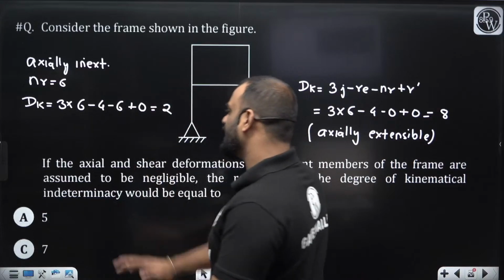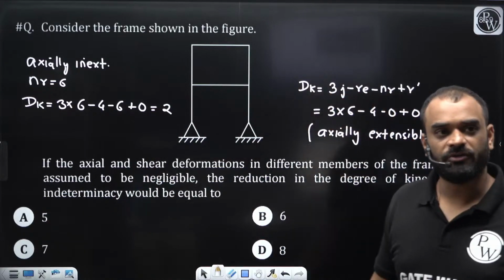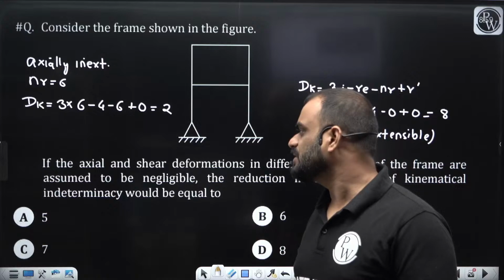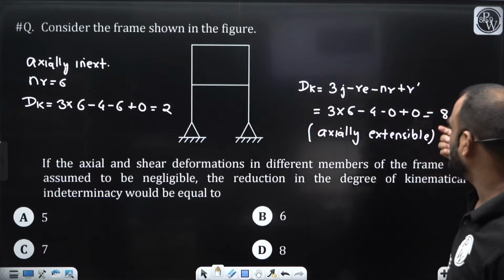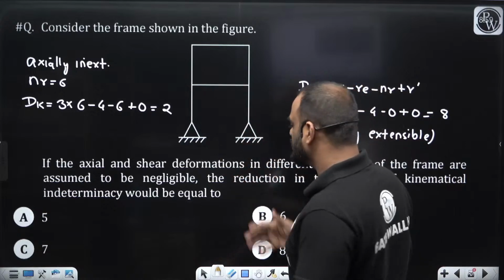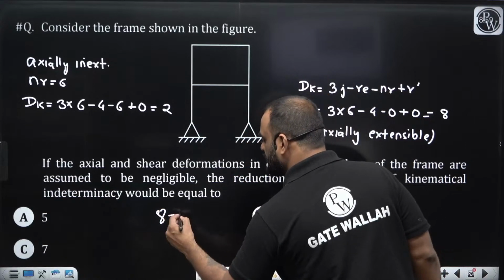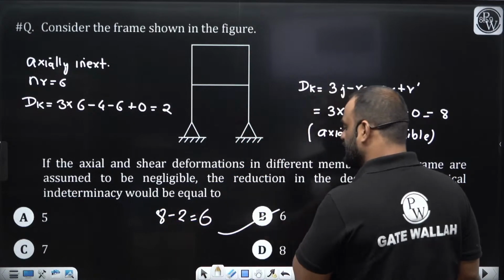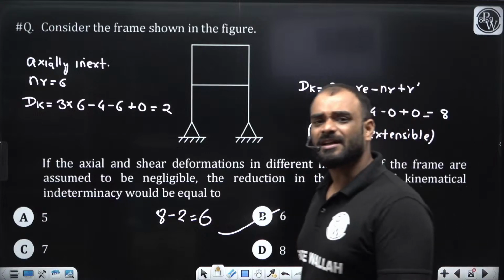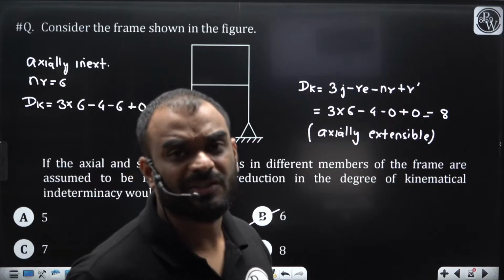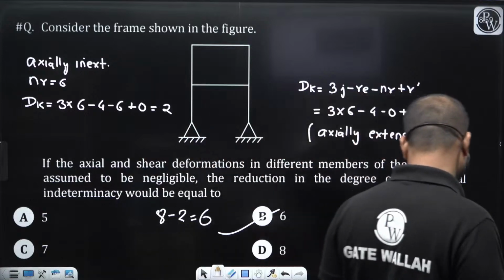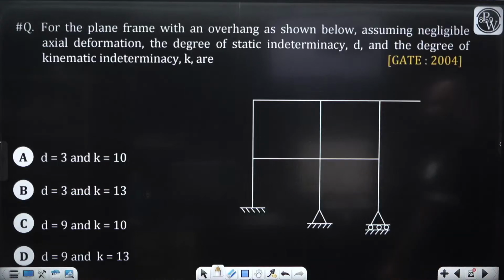So tell me, guys, what is the value of reduction, meaning how much the value of DK is getting reduced. Initially it was 8, now it is 2. The reduction is basically 8 minus 2, that is equal to how much? 6. So the answer is B. B is the correct answer for this particular question. I hope you are able to understand it very well, guys. Yes or no, please write it down. B is the correct answer.